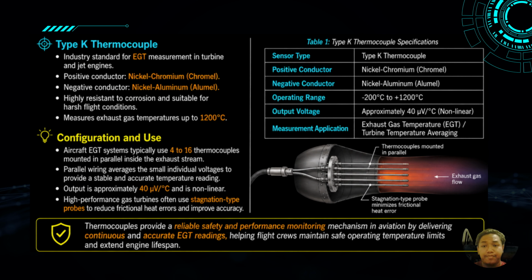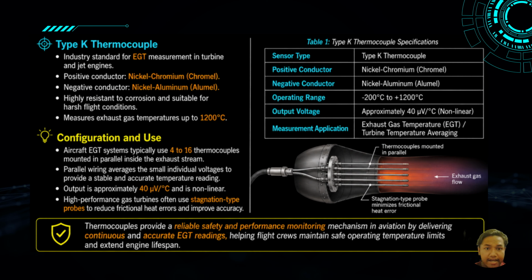Now, let's examine the industry standards. The Type K thermocouple, as detailed in the table, utilizes a chromel positive conductor and an alumel negative conductor. This combination makes it highly resistant to corrosion and capable of measuring extreme exhaust gas up to 1200 degrees Celsius, producing a non-linear output of roughly 40 microvolts per degree.